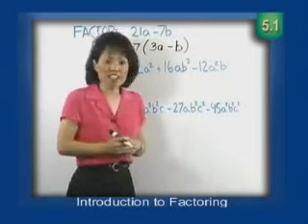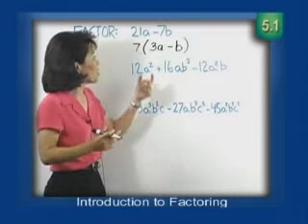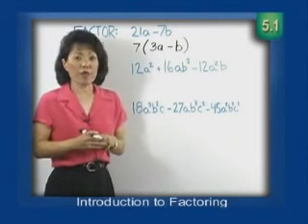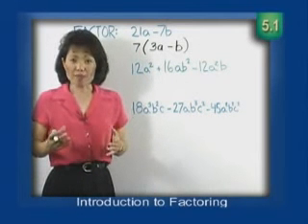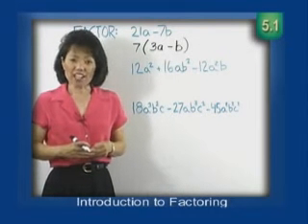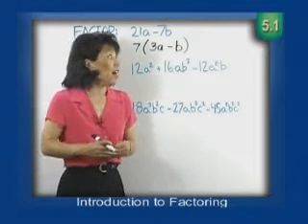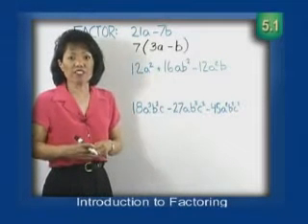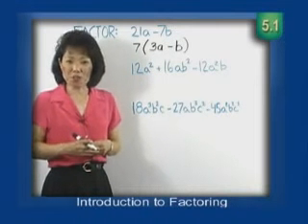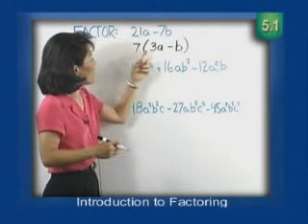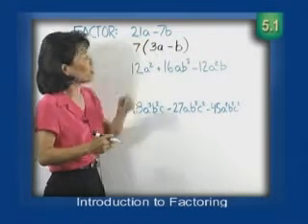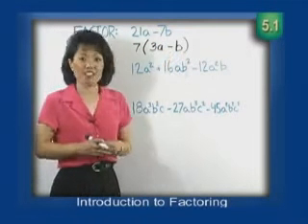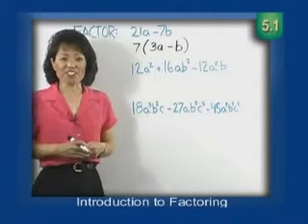Now, what's nice about factoring, first of all, make sure you have a product, which we do. We have 7 times 3a minus b. And what's nice about factoring is we can always check to make sure our work is correct. We check by reversing factoring, which is basically using the distributive property. 7 times 3a is 21a, and 7 times negative b is negative 7b. So we are correct in our factoring.